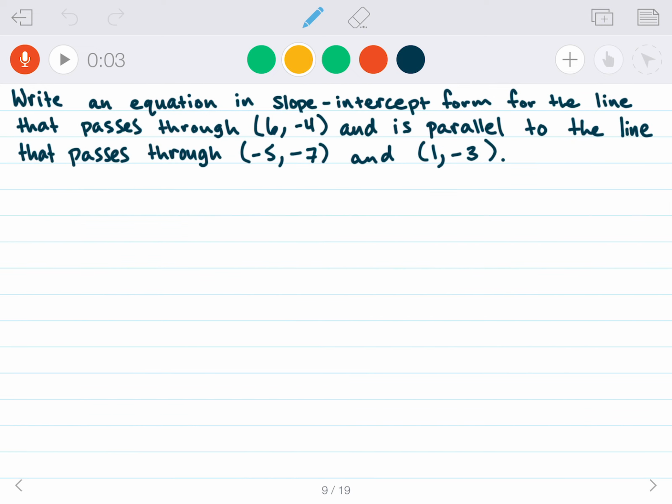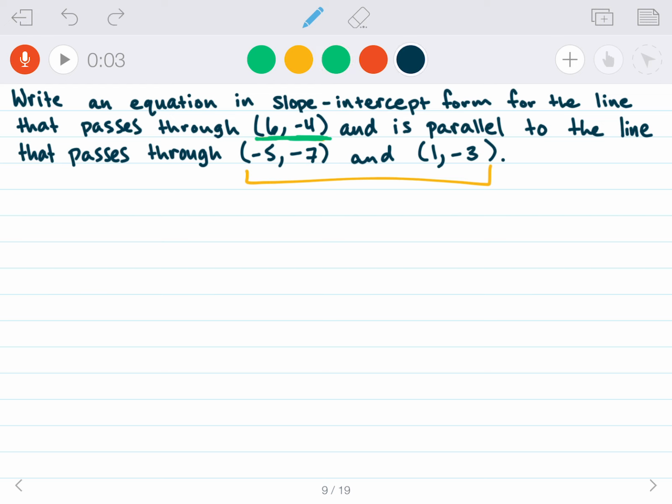Let's try another one. So we want to write an equation in slope-intercept form for the line that passes through this point, and it's parallel to this line that's defined by these points. So again, this is the line that we're interested in. I'm highlighting it in green. And in yellow, that's the line that we need to figure out the slope for, because once we have a slope and once we have a point, we have a line.